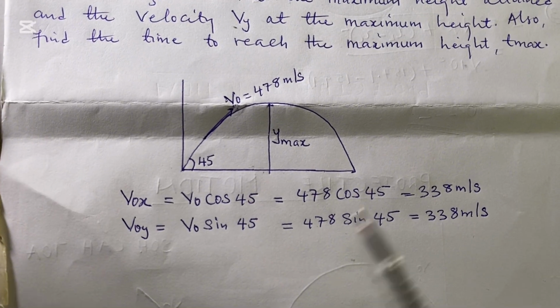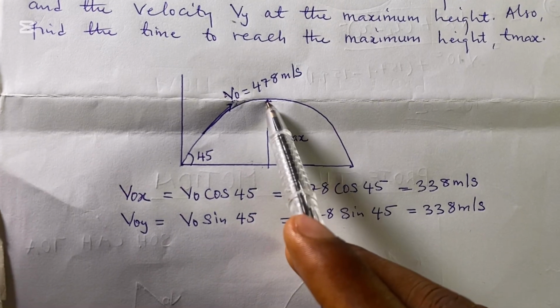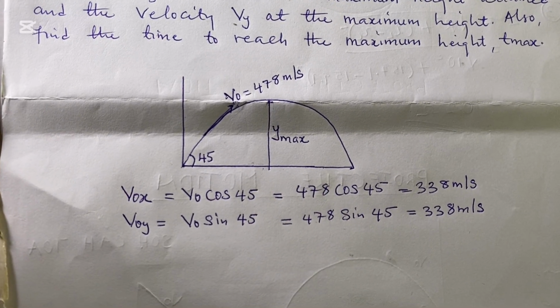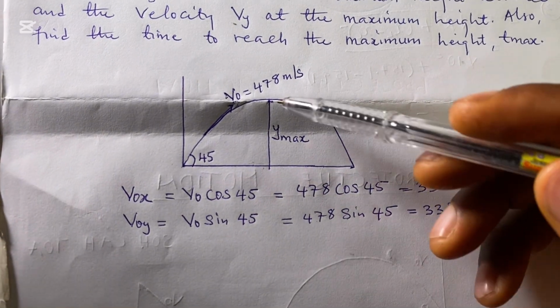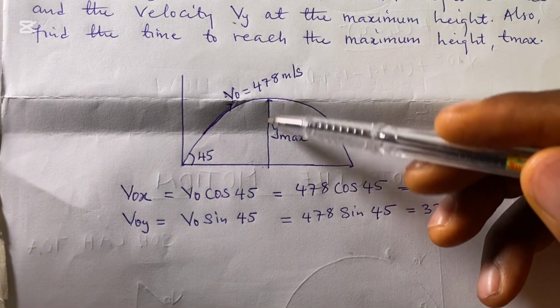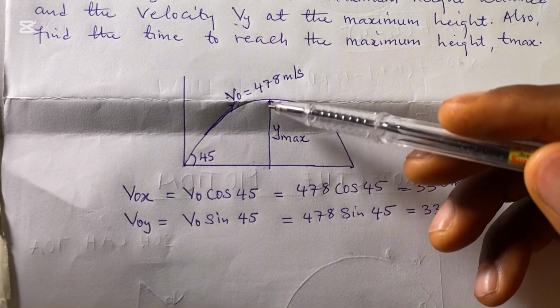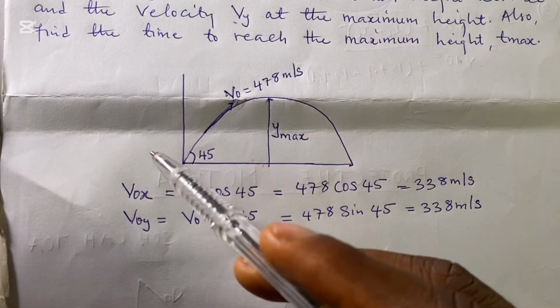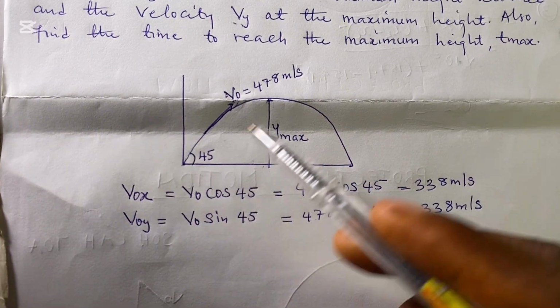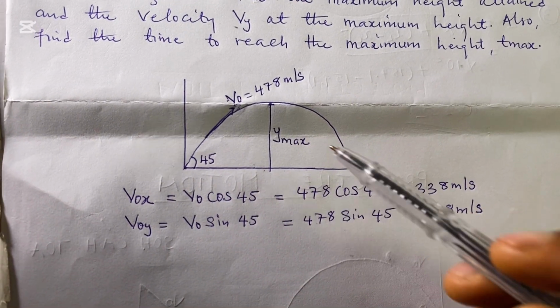Now the first question is the maximum height attained. How do you find it? What is maximum height? Maximum height is in the y direction. All right. So how do you find it? You are considering the vertical motion now. So how do you find the maximum height?